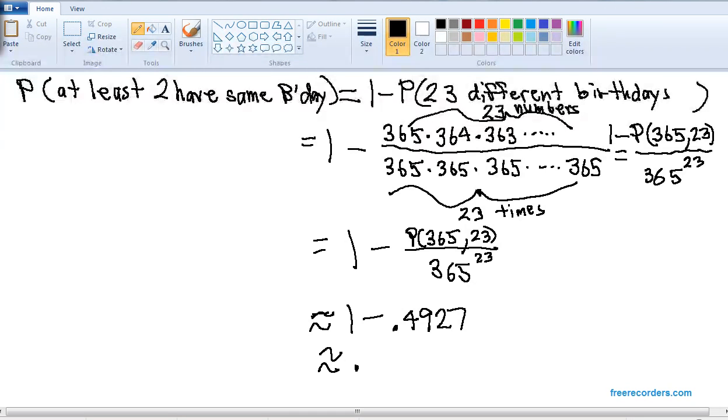1 minus 0.4927 is 0.5073. So in other words, when you have 23 people in the room, there's a slightly better than 50-50 chance that at least two people will have the same birthday.